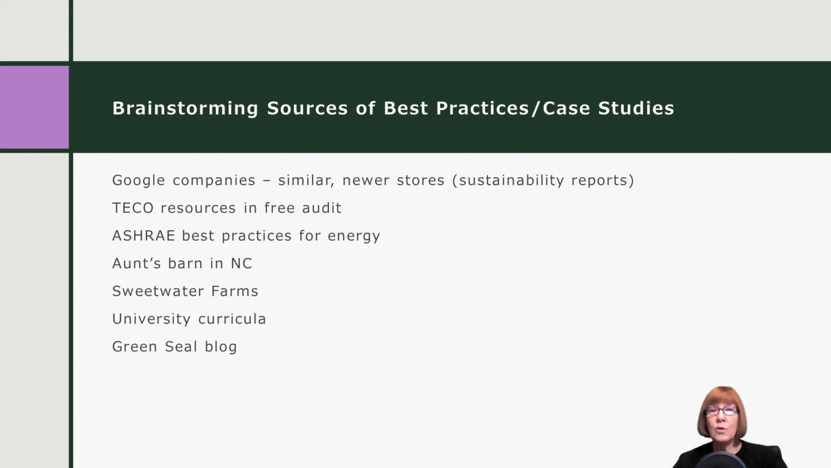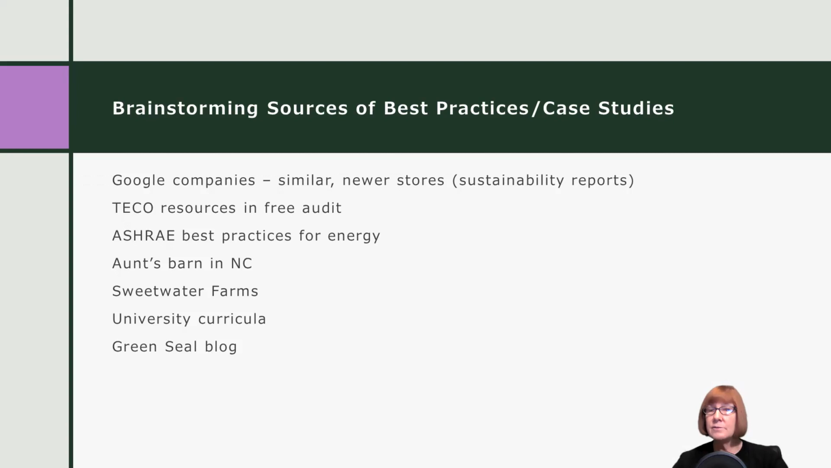Look for new or similar businesses and see if they have sustainability reports. This is especially true for mid and large size companies. They all have sustainability reports, and there's a good place for case studies. TECO has got best practices. Actually, I think probably all of them do. We had someone who was doing his on aquaculture, and his aunt in North Carolina had been doing aquaculture for 30 years. She was his best practice.